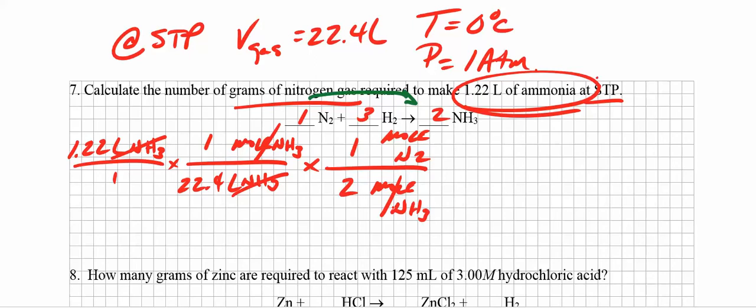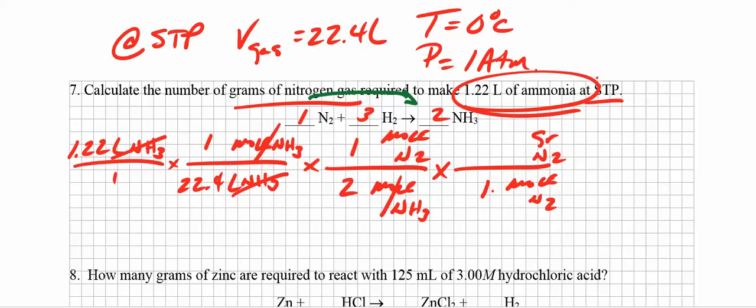Not quite done yet because I want to go to grams of nitrogen gas. That's what I've been asked. That's what I underlined. So I'm going to put another multiplication sign right there. If this on top was moles of N2, I'm going to put moles of N2 on bottom. And on top, I'm going to write grams of N2, just like that. How do I determine the number of grams per mole? Go to the periodic table.